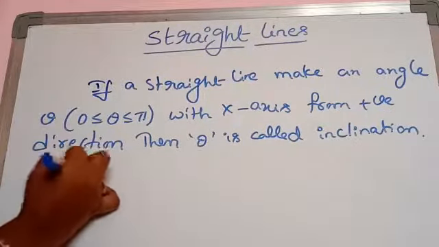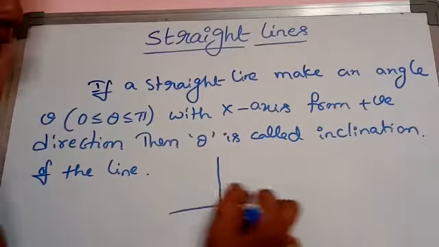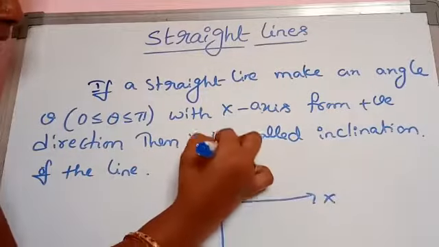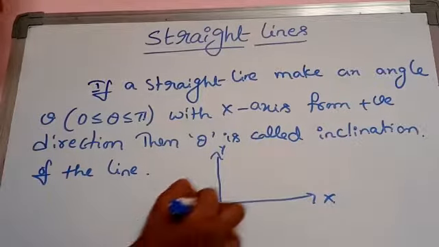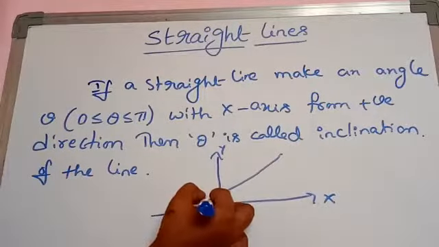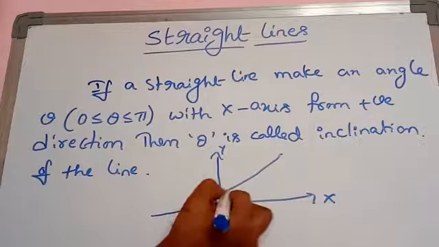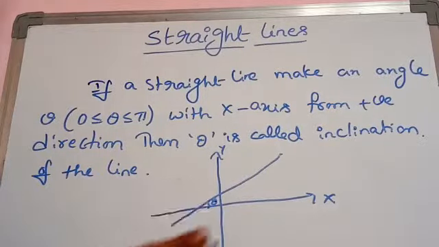of the line. That means this is the x-axis and this is the y-axis. We have to go along the line in the positive direction. This inclination is nothing but theta. This is the slope of the straight line.